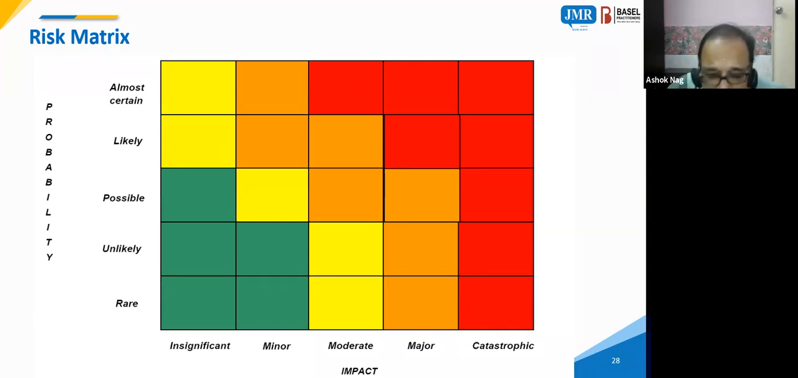Catastrophic could be that your entire dealing room is suddenly subjected to a catastrophic event, say an earthquake or something. What will happen? This kind of thing. So these are the things which are there. You have to create a risk matrix as a part of these things.